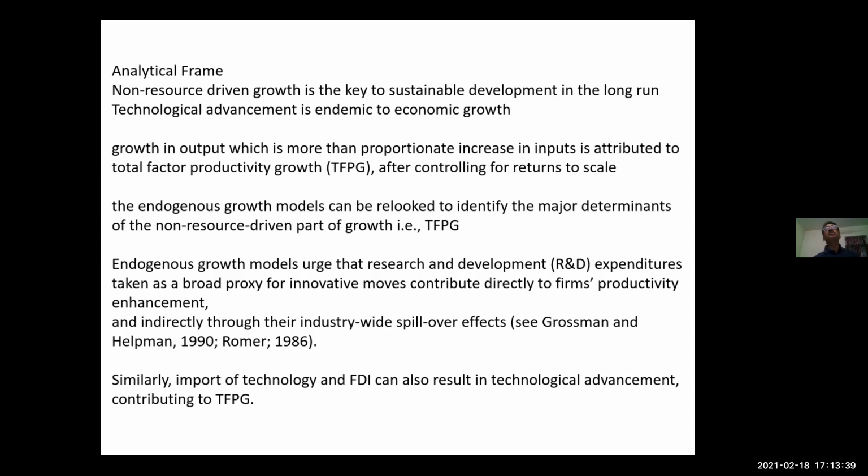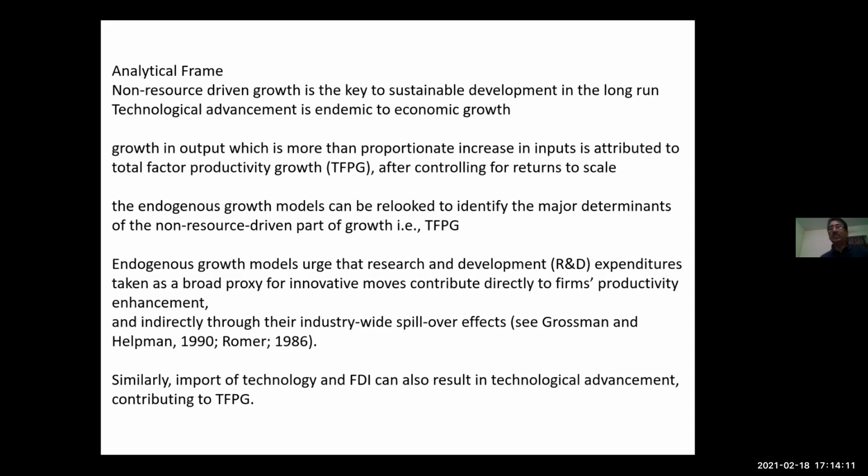So growth in output, which is more than a proportionate increase in inputs, is attributed to total factor productivity growth after controlling for returns to scale. So we have to make a distinction between the increasing returns to scale and the total factor productivity growth. If the firm is in the initial stages of production, it is quite possible that it may be realizing increasing returns to scale. But total factor productivity growth is a concept which is net of these returns to scale.